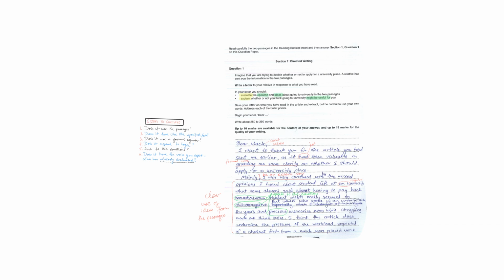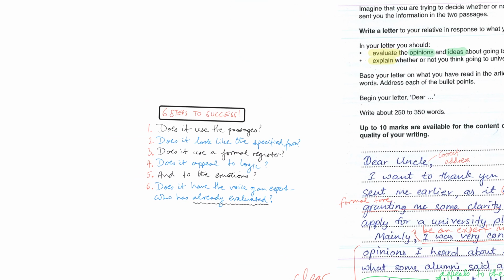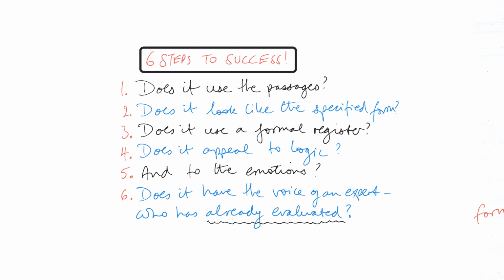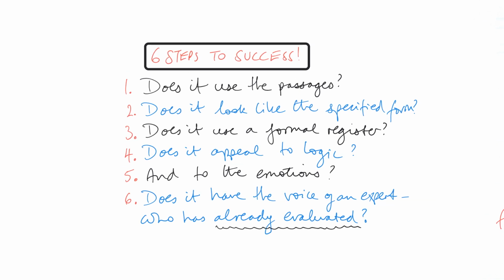Before we look at the task, let's have a look at the steps to success that I'm going to teach you here. So there are 6 of them. Now, in the directed writing, you have to use the passages that you've studied for the reading questions. And I'm just going to assume that this student has used the passages well, because I'm really looking at the writing component. Now, with any piece of writing, the examiners always ask, does this look like the specified form? You know, if it's a newspaper article or a letter, whatever it is, does it look like that?